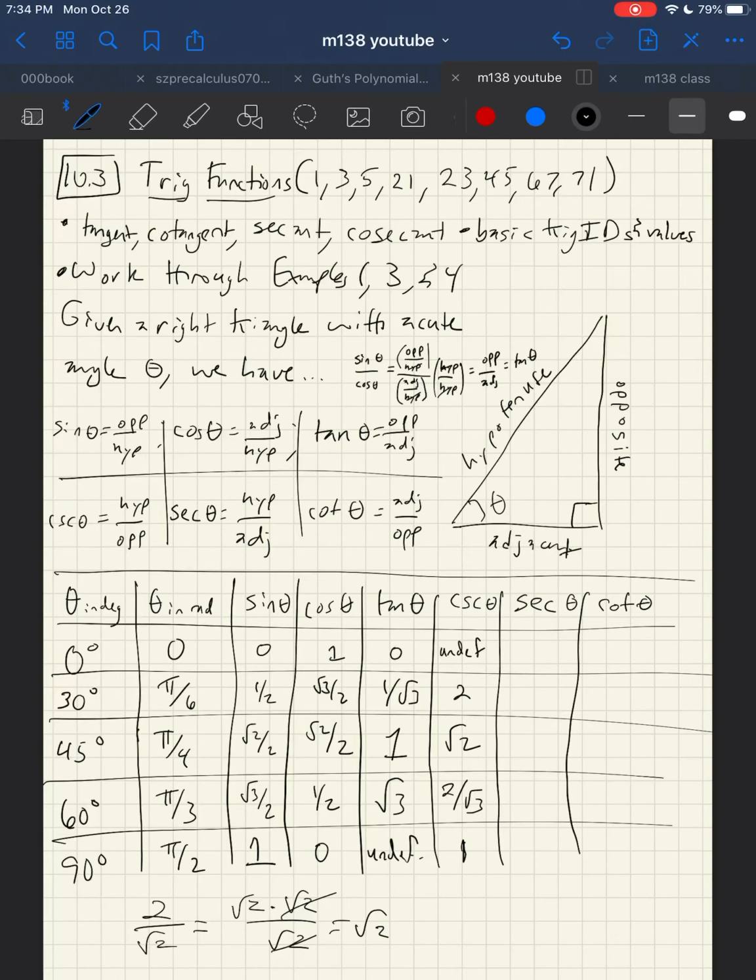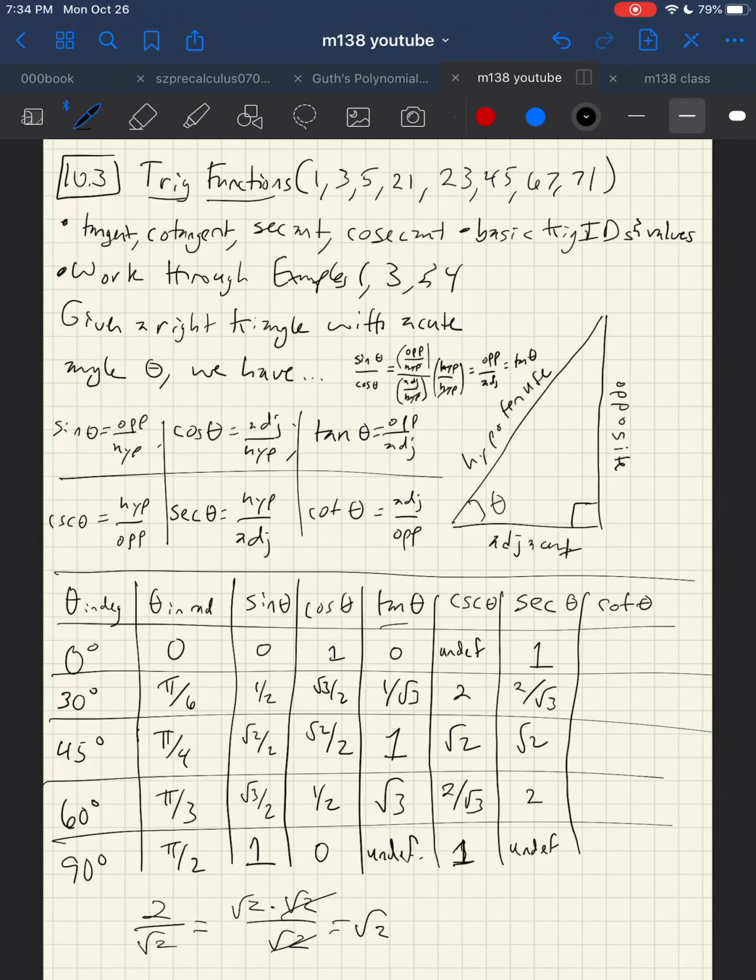Now, 1 over cosecant is sine. 1 over sine is cosecant. But if sine was this pattern in this direction, then cosine is that pattern in that direction. It's the same pattern, so 1 over that pattern is going to be the same pattern. So again, we've got undefined, 2, root 2, 2 divided by root 3, and 1. Let's make that 1 nice and pretty.